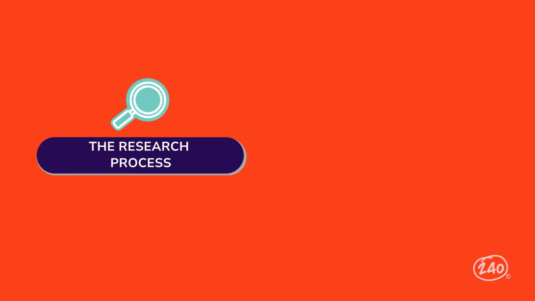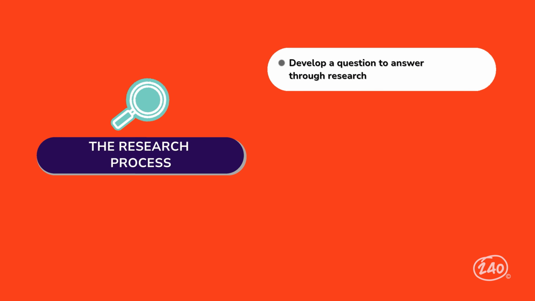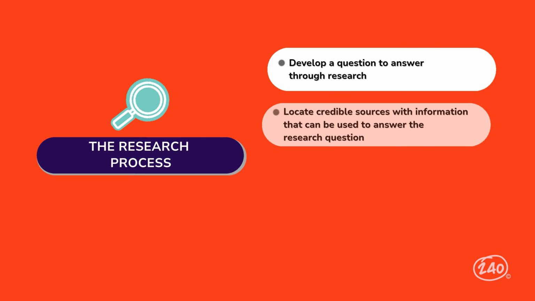We need to teach students the valuable skills of finding information from a variety of sources to answer questions. Here are the basic steps to the research process. First, develop a question to answer through research. This will become a thesis statement for high-level research. Next, locate credible sources with information that can be used to answer the research question.